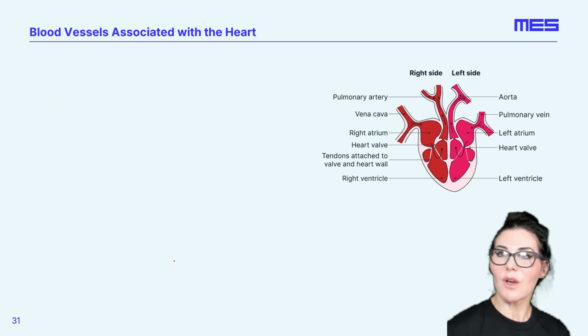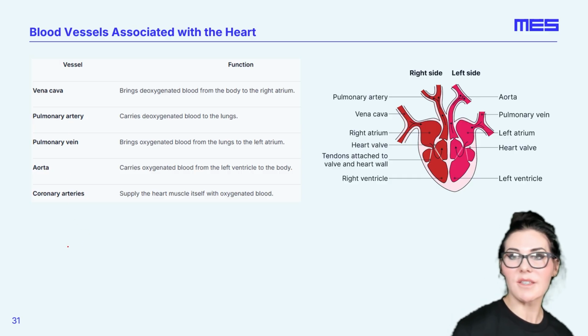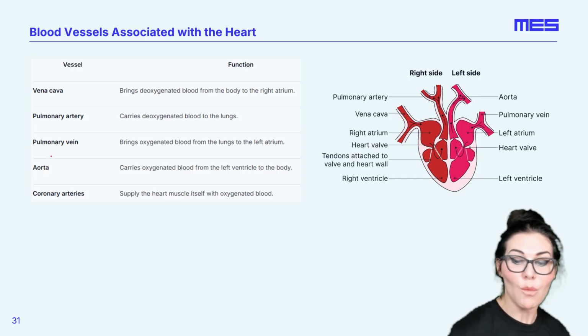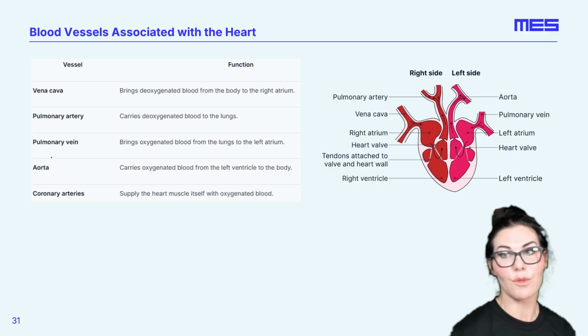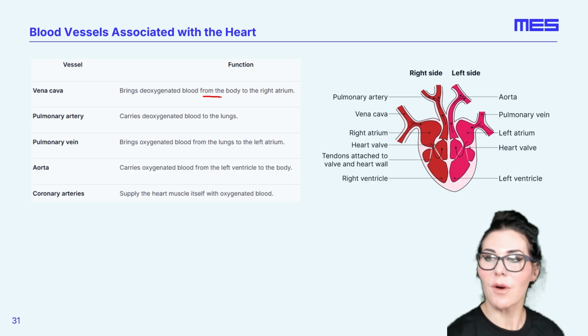We'll just revisit those blood vessels then, and a few others. Blood vessels that are associated with the heart. We've mentioned the first 4 on my list here, but it is important, guys, that you can label the different blood vessels on a heart diagram and you know which direction the blood is travelling through them from or to. Vena cava, deoxygenated blood from the body to the right atrium.